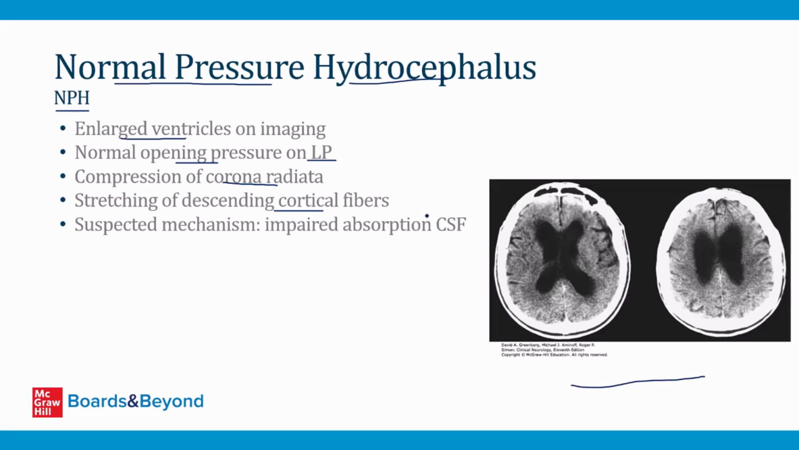We don't really know why the pressure is normal in this condition, even though hydrocephalus occurs. The suspected mechanism is that there's impaired absorption of cerebrospinal fluid, but there is some compensatory mechanism in the brain that prevents the development of high pressure when you do a lumbar puncture and measure the opening pressure.